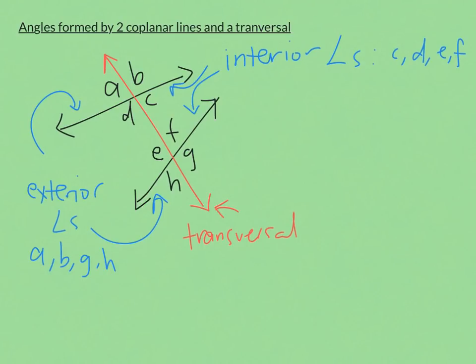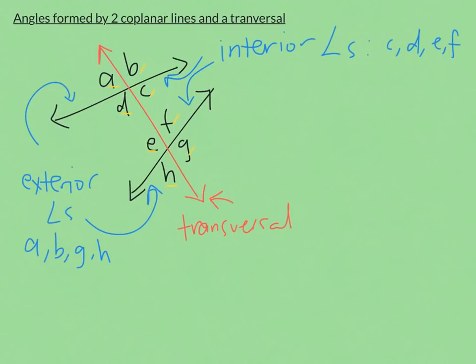Let's also label the transversal. It's right here. This is the transversal. And you can see that angle A, D, E, and H are on the left side of the transversal, and angle B, C, F, and G are on the right side of the transversal. So let's look at angles A and E. You can see that they are both on the left side of the transversal, and they are both above the two coplanar lines. And we have a name for this pair of angles, and they are called corresponding angles.